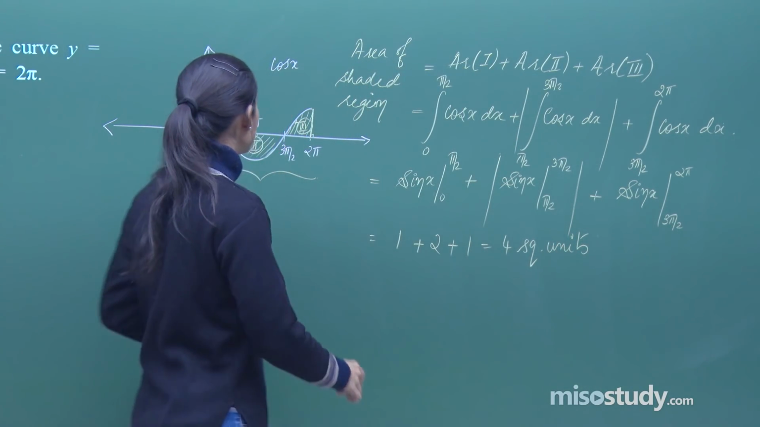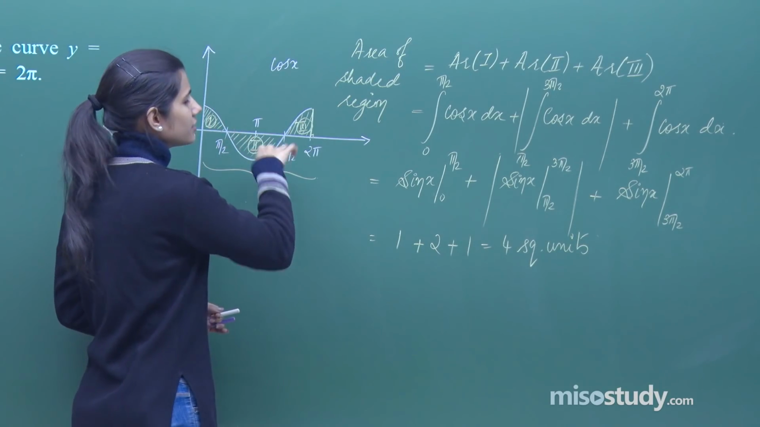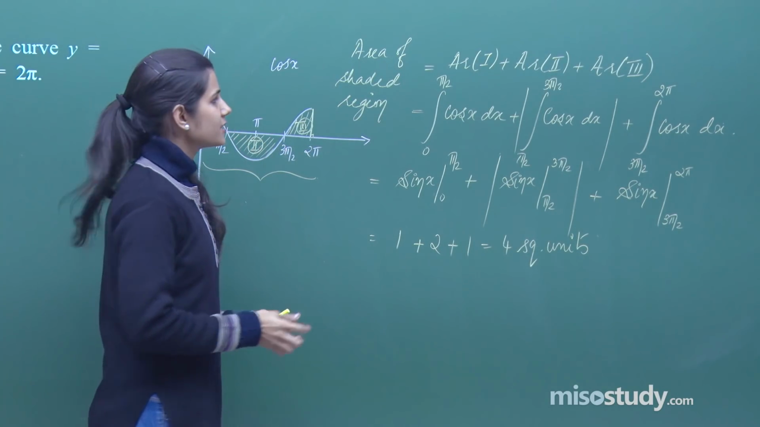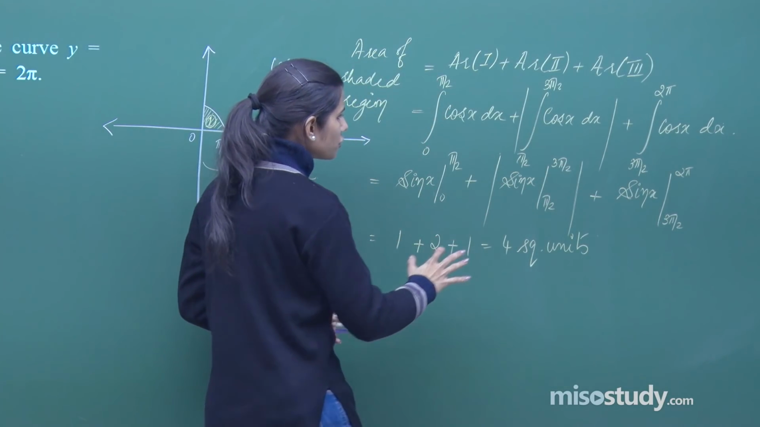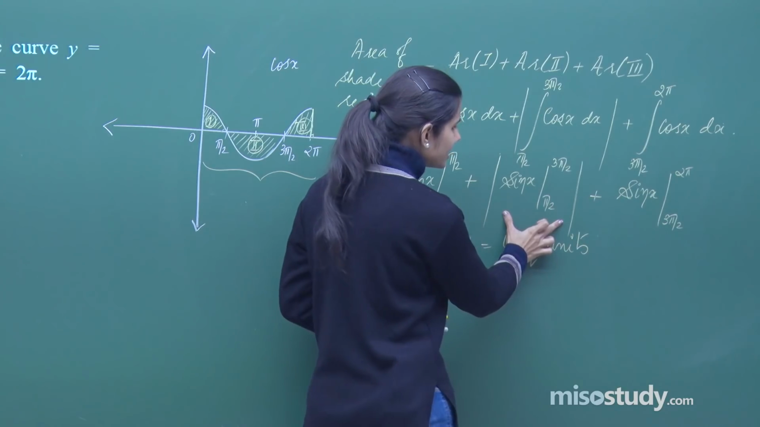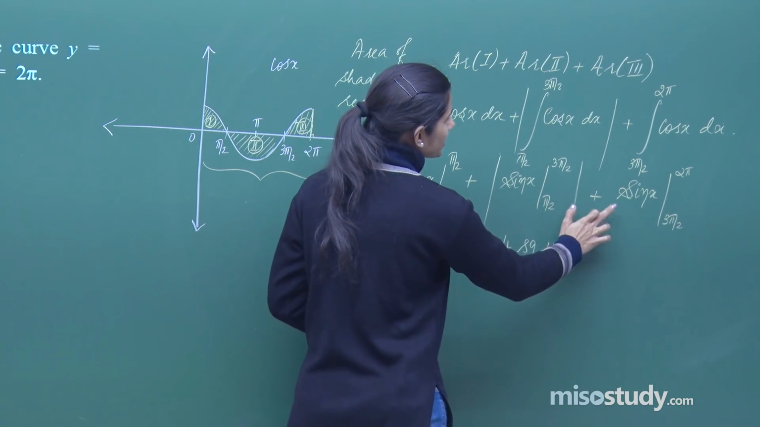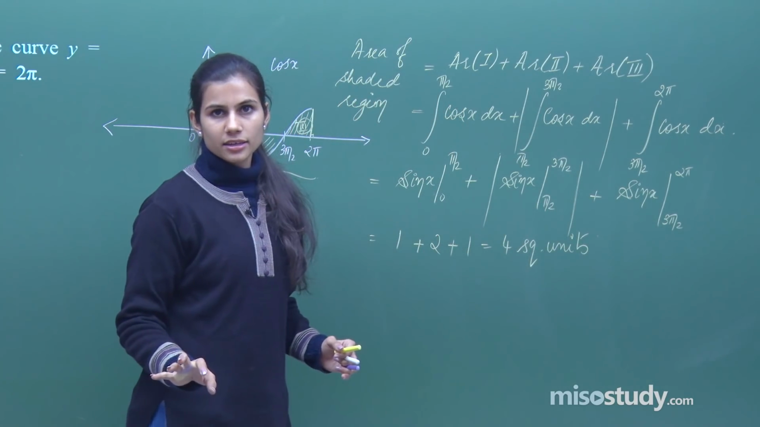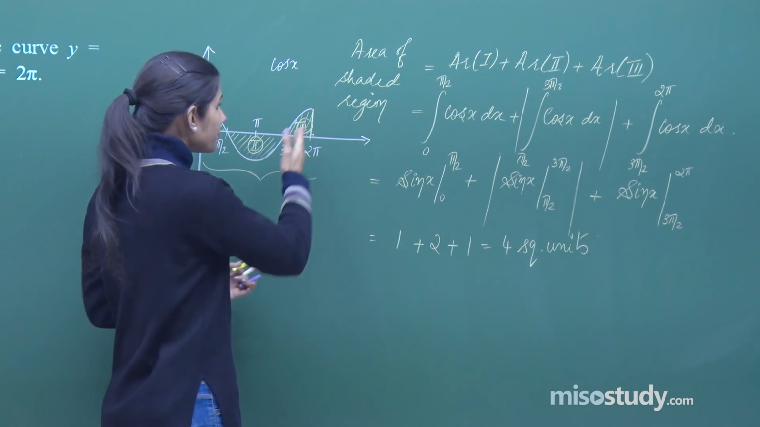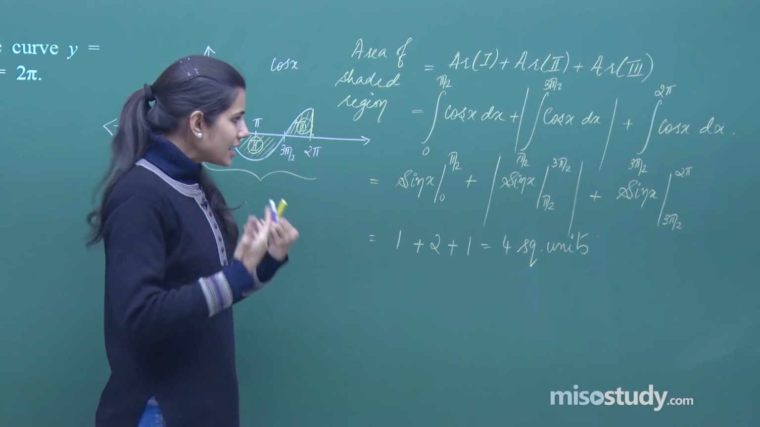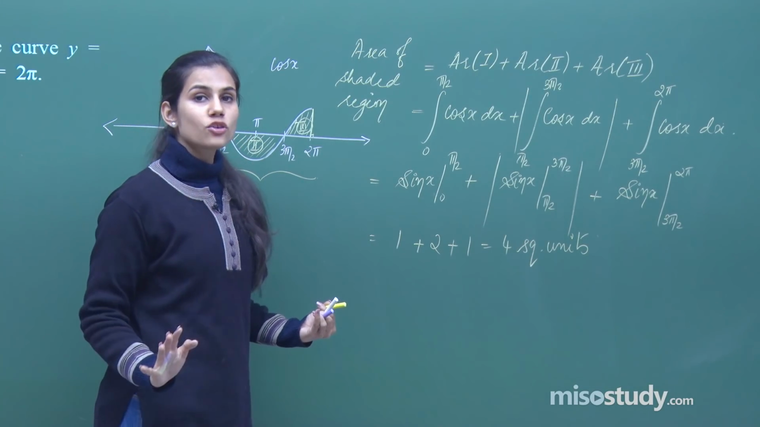The only drill was that here this region is coming below the x-axis, so you better take the mod of this value. Otherwise, just imagine if you would not have considered mod, this is coming minus 2. So 1 minus 2 plus 1 would have given you 0 as the area. That means it is not sweeping any area. But you can see by the figure it is sweeping a lot of area. How can the answer come out to be 0? So of course, that is the wrong answer.